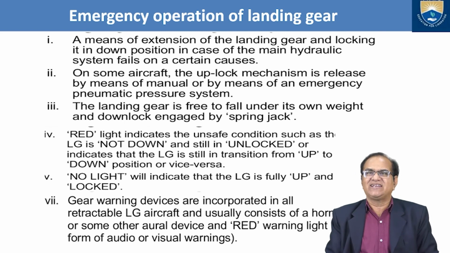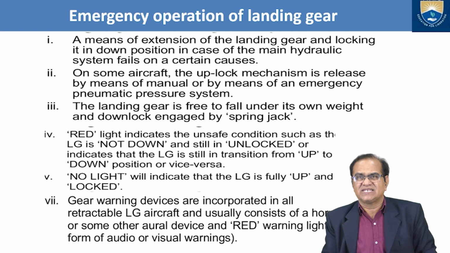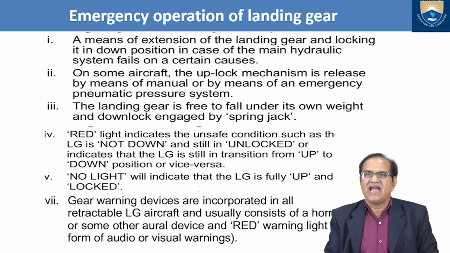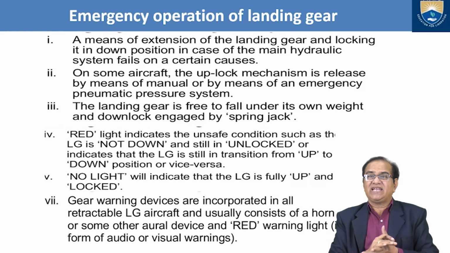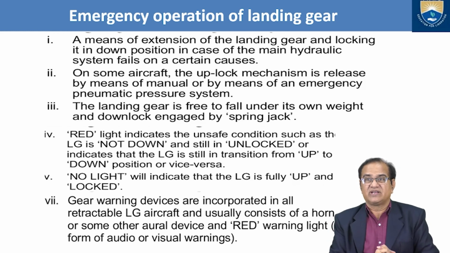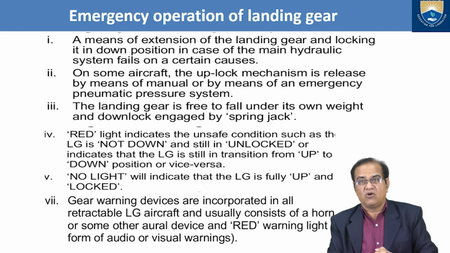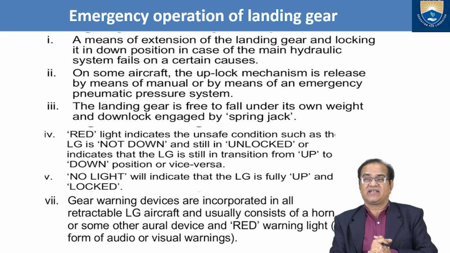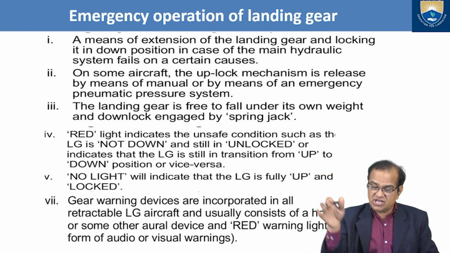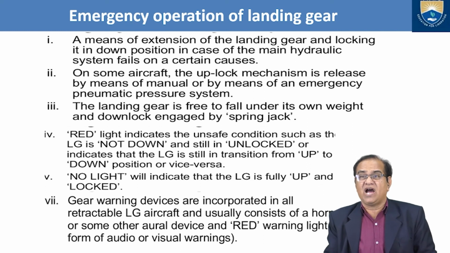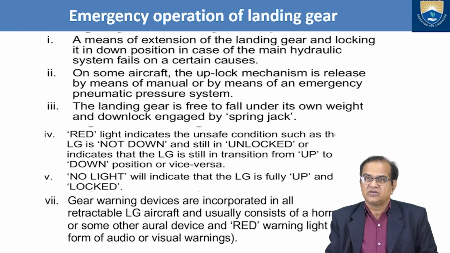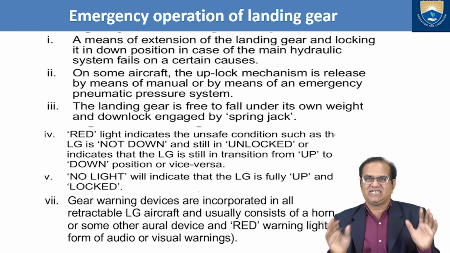Fourth point is a red light, which indicates an unsafe condition, such as the landing gear is not down and still unlocked, or vice versa. It indicates that the landing gear is still in transition from up to down position or vice versa. If the light is red, it means it is not locked properly, or it is released from there but is on the way. If no light is there, it indicates that the landing gear is fully up and locked. So if it is up and locked, you will not see any light.